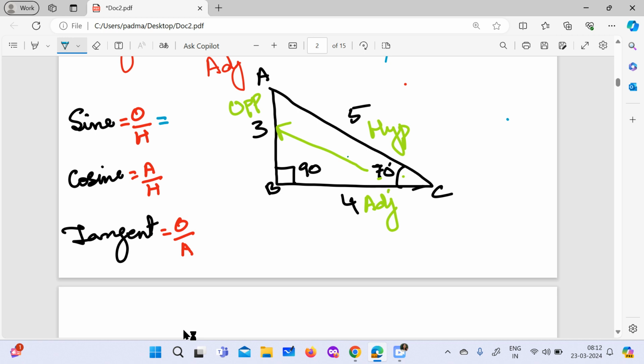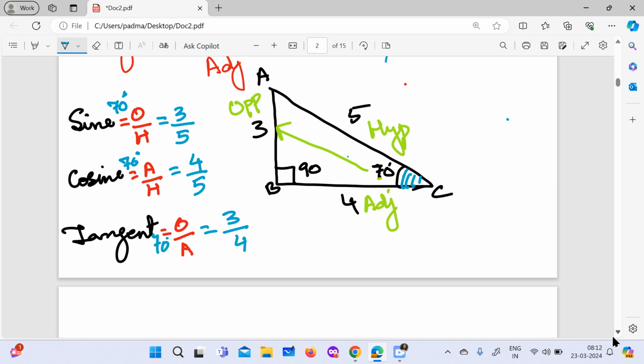So opposite is 3, hypotenuse is 5. So sine is 3 upon 5, and I should actually mention the angle as well. Sine 70 degrees here, cos 70 degrees here, and tan 70 degrees here. Okay, so cosine will be adjacent upon hypotenuse, that will be 4 over 5. And tangent is opposite upon adjacent, that is 3 over 4. So I hope this is clear to everyone. This was with respect to this angle here.